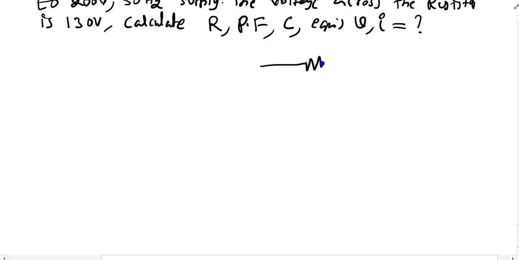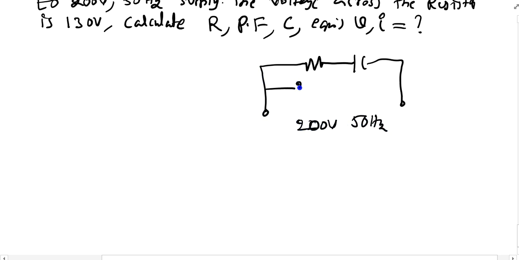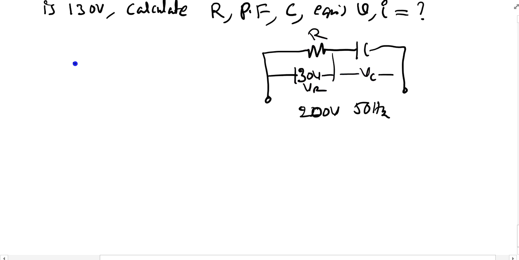So this is my capacitor. Again, this is the diagram. So 200 volts is given, 50 hertz, and the only voltage across the resistor is given. This is VR. We don't know what may be the VC here, and power is given. The power loss P is given as 7000 watt. So VR is given, this is 130 volt.